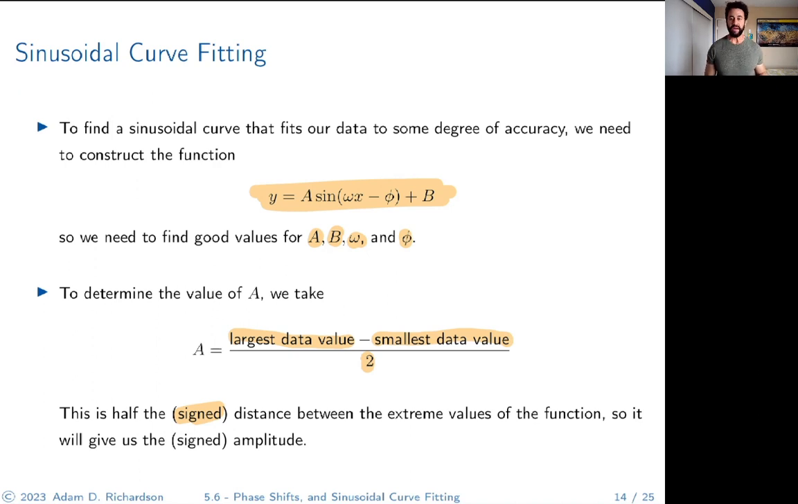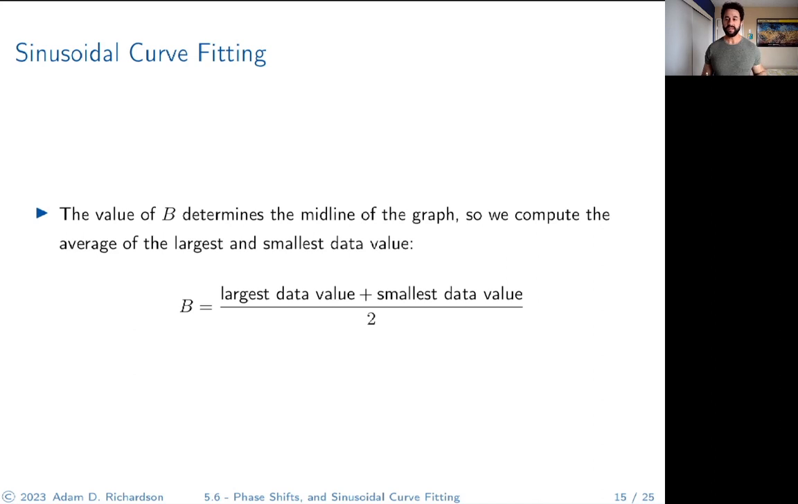Okay. Now, how do you find b? So b tells you what the midline is. So maybe not surprisingly, if you want to find out a value for b, you take the largest data value, add it to the smallest data value, and then divide by 2. Because what you're doing is you're just taking the average of those two numbers. So again, you've got the largest data value and the smallest data value, you add them together, and then divide by 2. And that will give you a good guess for what the midline should be.